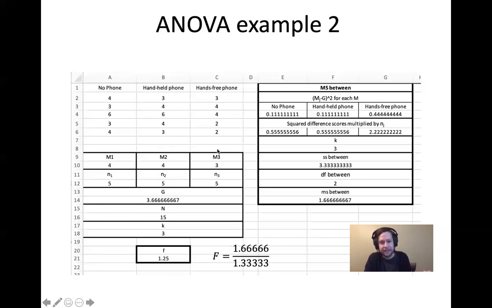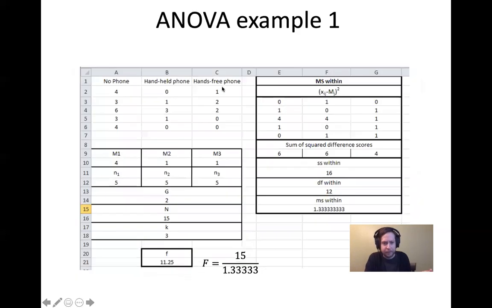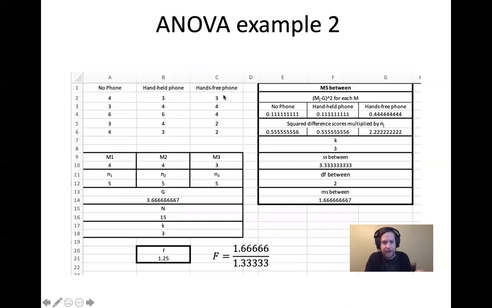And for this condition, I've added 2 to each score. So originally in example 1, the mean of this condition was 1. But now I've added 2 to each score. So originally these numbers were 1, 2, 2, 0, 0, and the mean was 1. But now I've added 2 to each score. So now it's 3, 4, 4, 2, 2. And so the mean of this condition is 3.